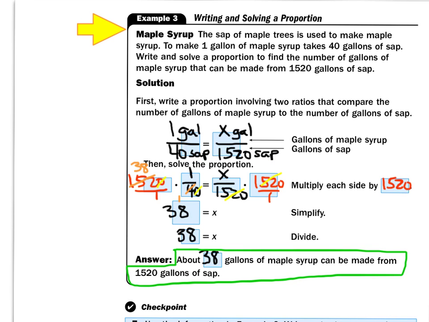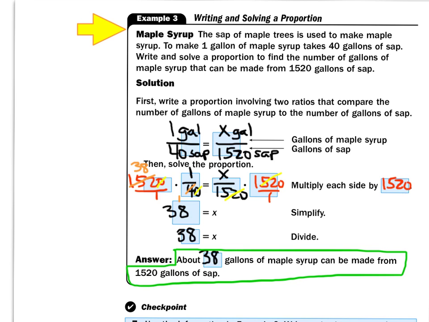And then I just look at what else they gave me. They told me that we collected 1,520 gallons of sap. So that has to go down in the bottom of my second fraction. And then I put my variable, my x, up on top because I don't know how many gallons of syrup that'll make. Okay, so once I have it set up and I let the labels help me set it up, then I usually drop the labels. Notice how I'll just put 1 over 40 equals x over 1520.